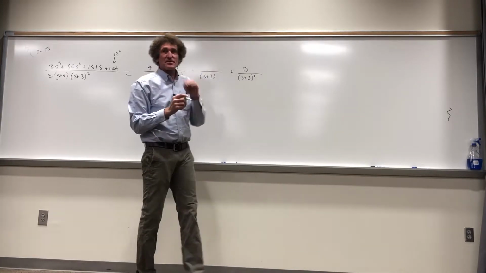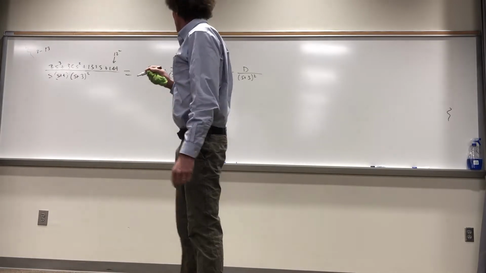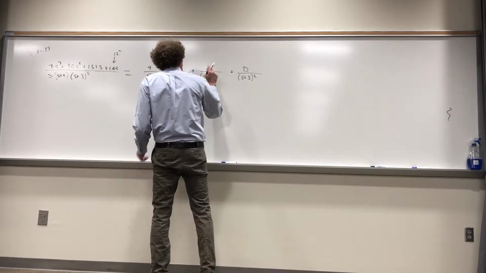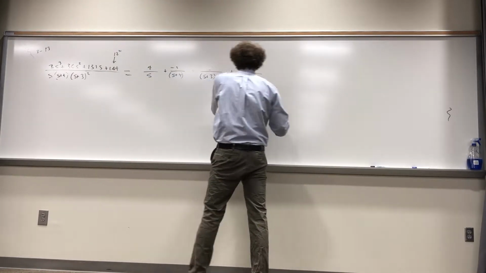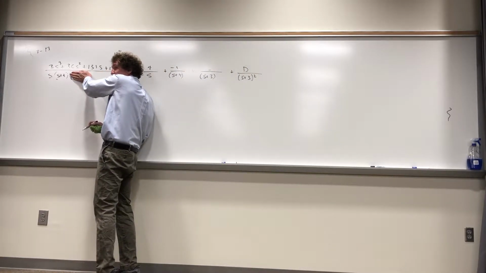Multiply, cover up the S plus 3, put S equals minus 3. What do you get? 2. You get 2? Good. Oh, no, I'm sorry. You have to put S plus 3 squared, my bad, and then cover it up and evaluate at S equals minus 3. Yeah, correct.